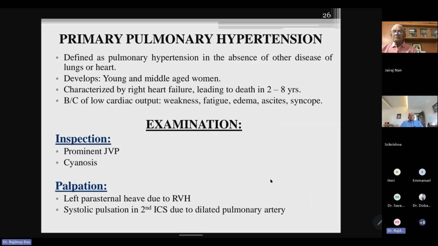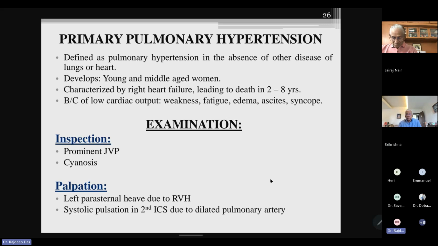Then the primary pulmonary arterial hypertension, which occurs in the absence of any other diseases of the lungs, is usually seen in young and middle-aged women, characterized by right heart failure. The features of low cardiac output like weakness, fatigue, edema, ascites, and syncope may be seen. On examination, we can find a prominent jugular venous pressure, or cyanosis may be associated with clubbing. The palpation of the patient may indicate right ventricular enlargement.